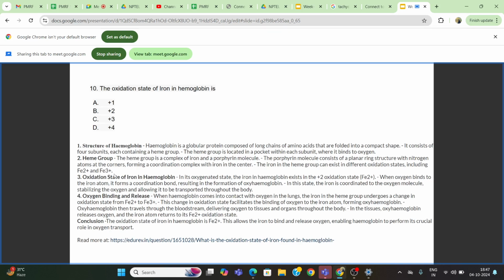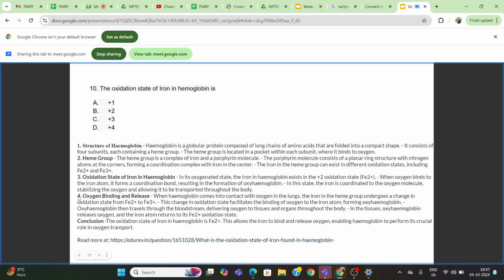But we are coming to the point. It can exist in both, but normally when hemoglobin combines with oxygen, it is at the oxidation state of +2. So the correct answer is B only. In the oxygenated state, iron in hemoglobin exists in the +2 oxidation state. When oxygen binds to the iron atom, it forms a coordination bond, resulting in the formation of oxyhemoglobin. In this state, iron is coordinated to the oxygen molecule, stabilizing the oxygen and allowing it to be transported throughout the body.